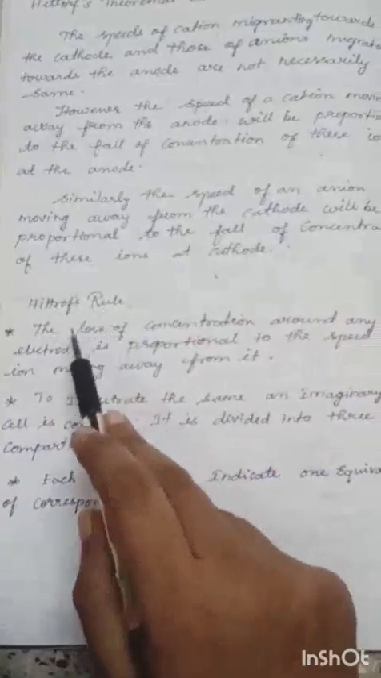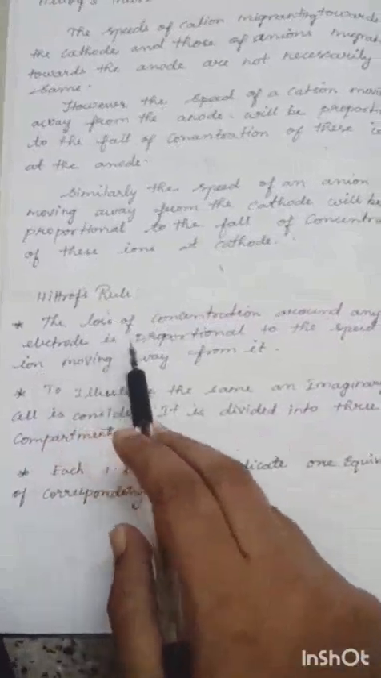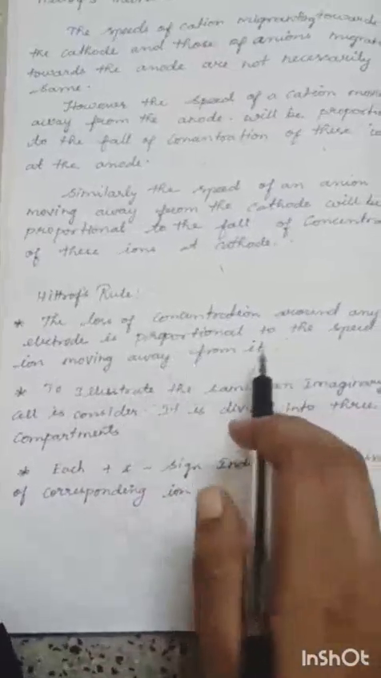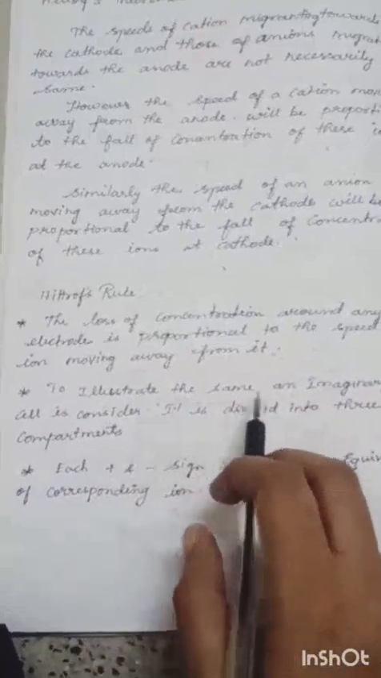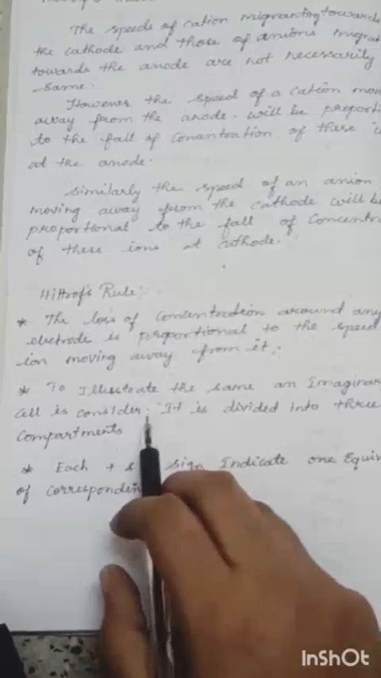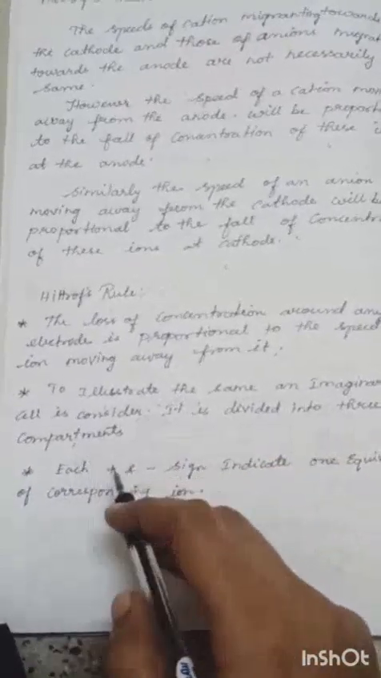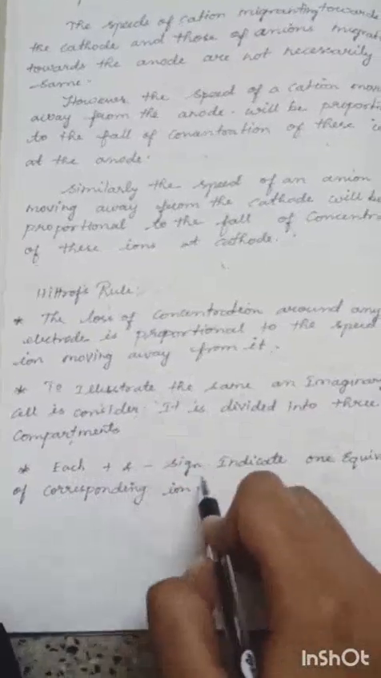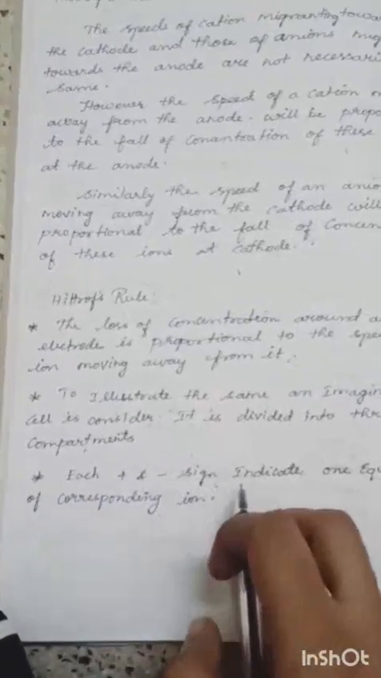Hittorf's rule: the loss of concentration around any electrode is proportional to the speed of the ion moving away from it. To illustrate the same, an imaginary cell is considered. The cell is divided into 3 compartments. Each plus and minus sign indicates one equivalent of the corresponding ion.